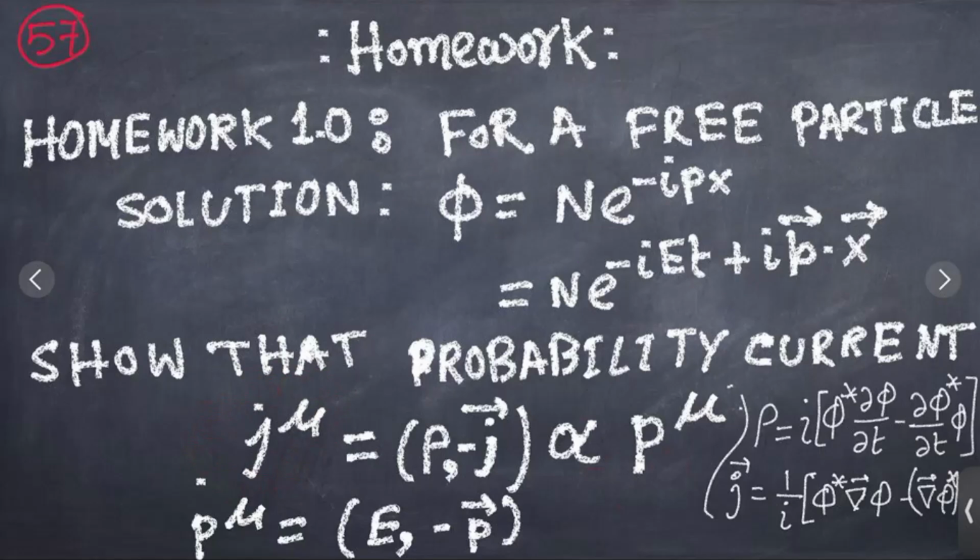I gave the coefficient of definition for both sides, rho and j here. You simply need to take the phi: for rho you need to do the time derivative, and for j you need to do the space derivative.